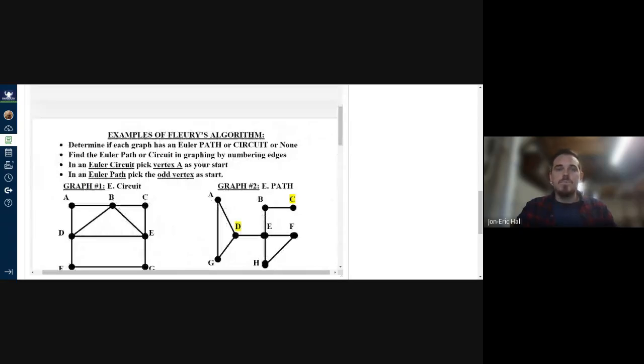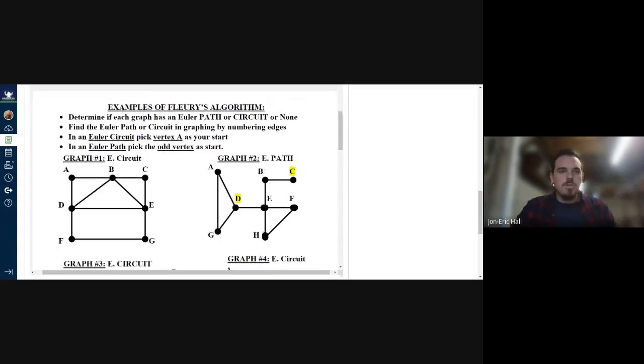So, examples of Fleury's algorithm in place. An algorithm is just a stepping process, right? That's all an algorithm is. It's not a theorem. It's just, we're going to do it in this particular order. I've got the answers here, but we're going to determine if each graph has a Euler path or a Euler circuit or none. If it is one of them, find it in the graph by numbering the edges that we use.